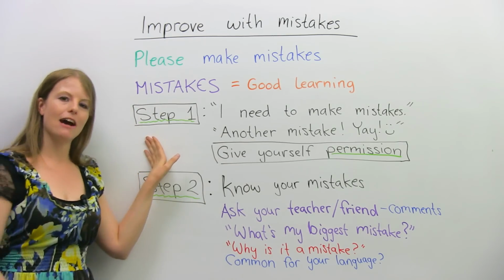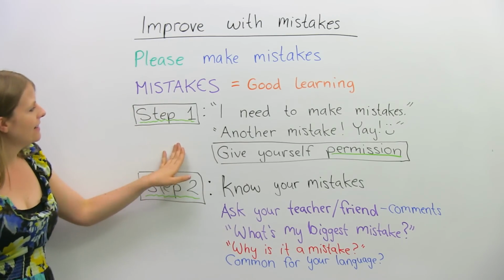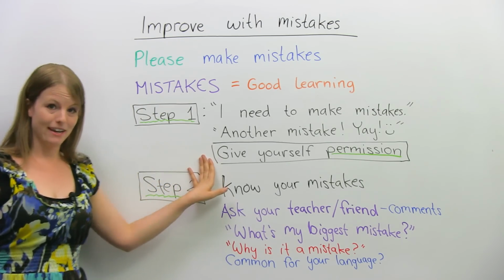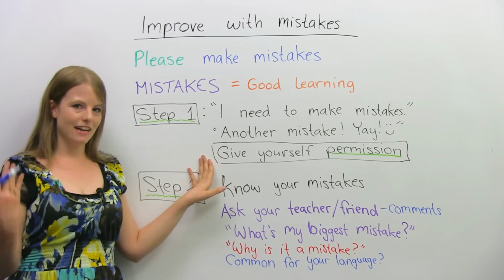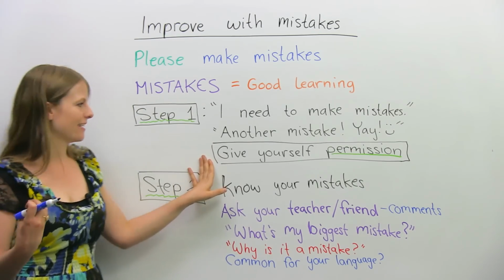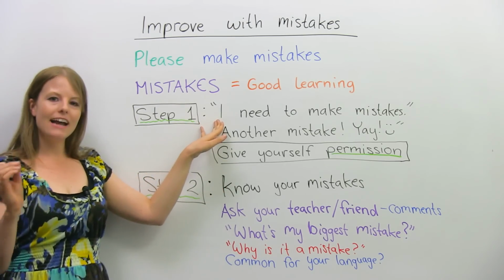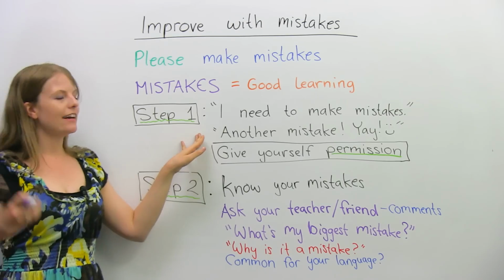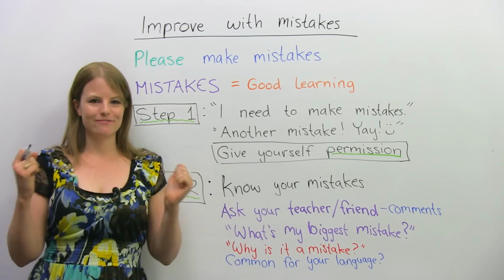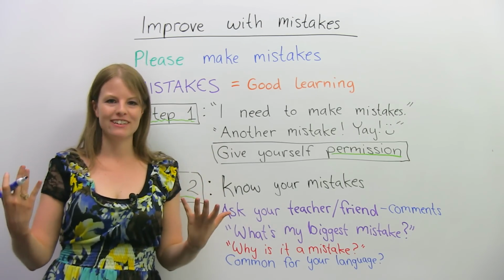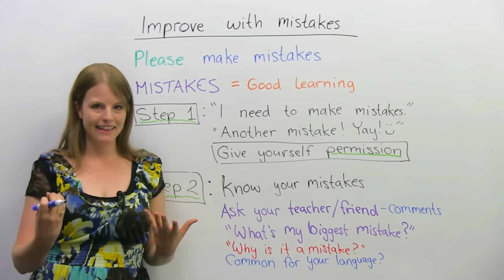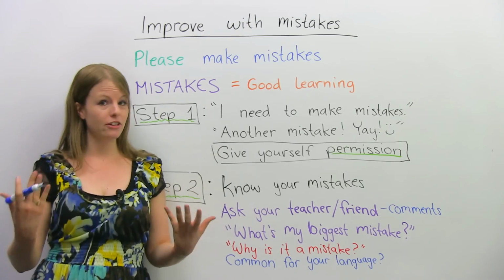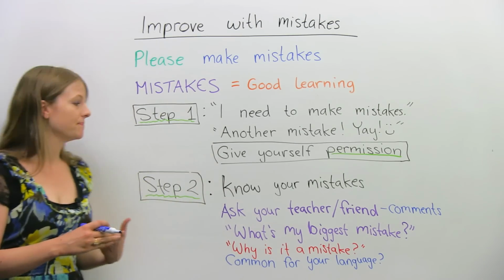So the first step on how to learn from your mistakes is give yourself permission to make mistakes, okay? You want to tell yourself it's okay, and I can't stress this enough. Tell yourself, I need to make mistakes. Today I'm going to try to make mistakes. Another mistake? Yay me! Woo! Very good. Okay, so give yourself permission. Don't look at mistakes as a bad thing, because they are not a bad thing. Mistakes, when learning language, are actually a good thing.